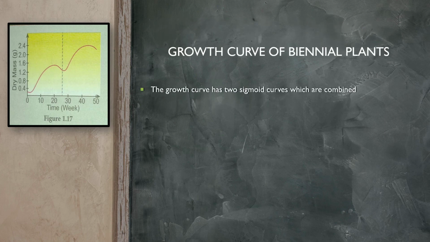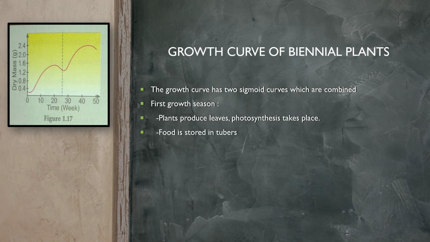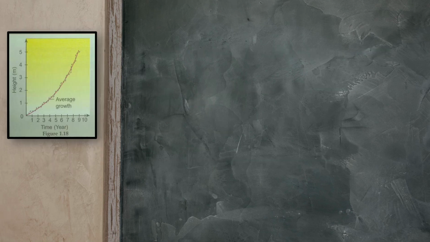The second one is the growth curve of biennial plant. It has two sigmoid curves which are combined. For the first growth season, they produce leaf, and food is stored in tubers. And for the second one, the stored food is used to produce flowers and seed for reproduction.